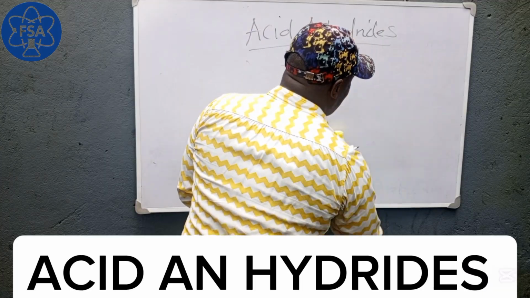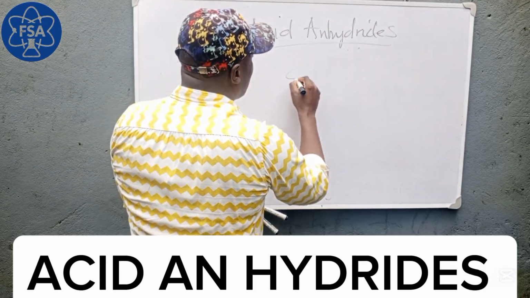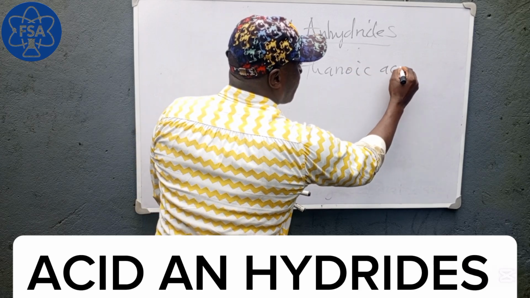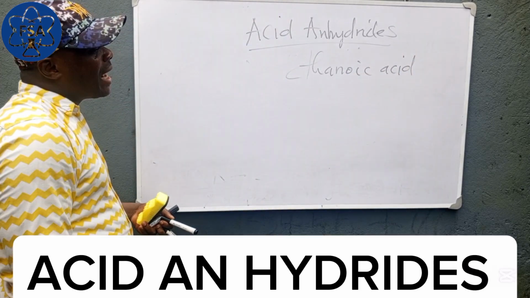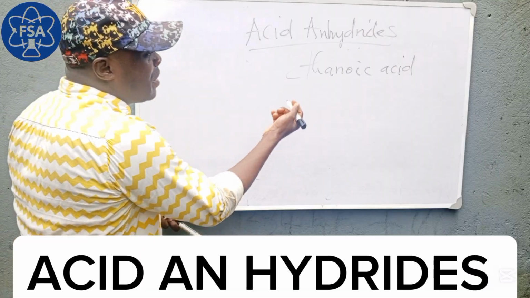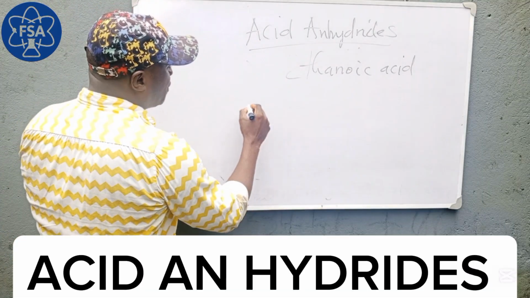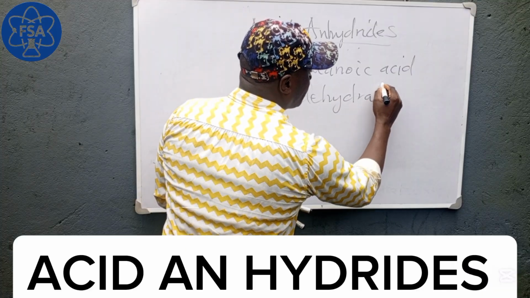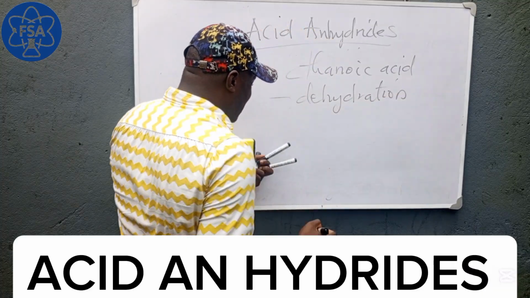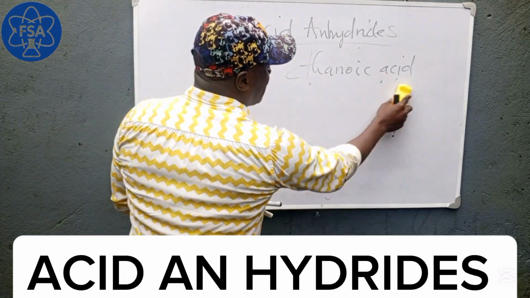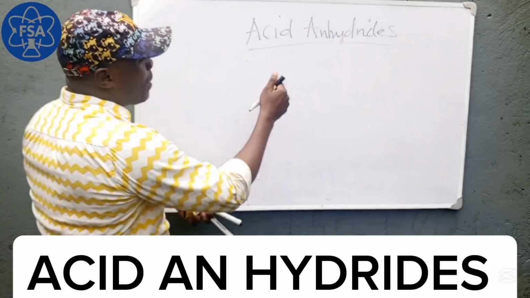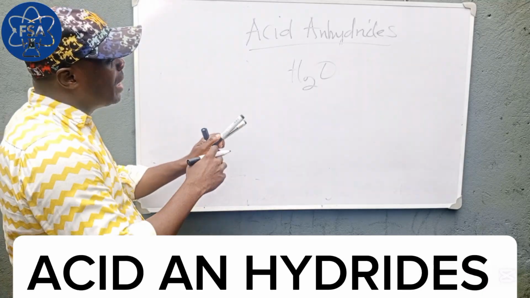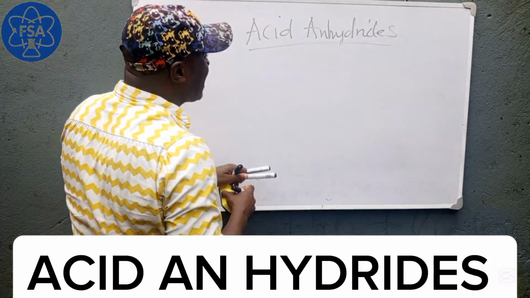One of the organic acids that exhibit this character is ethanoic acid. Ethanoic acid exhibits this character by dehydration. The chemical reaction that takes place is dehydration, in the sense that it loses H2O out of the molecules of the ethanoic acid.